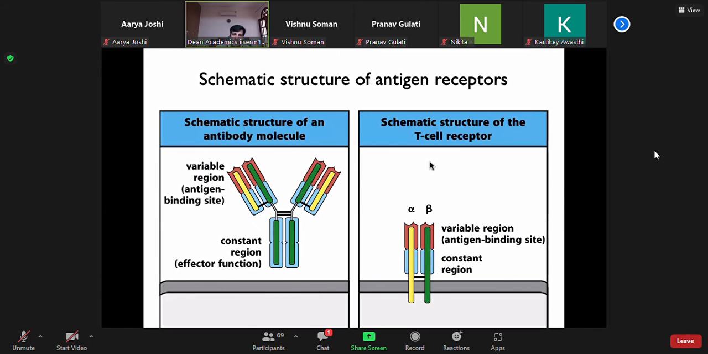Because eventually, if it is a receptor, it has to transduce signaling in the cells, and for signaling events to be transduced you require many more components here. But the recognition is brought about by only this portion: alpha and beta for the TCR, and heavy and light chains for the BCR. Don't get confused. This is BCR, this is TCR.